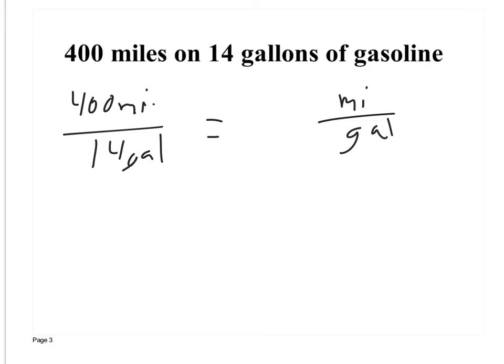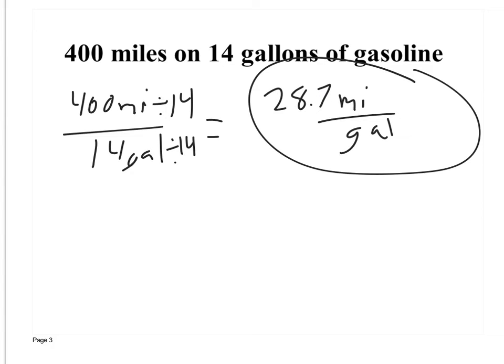So I divide both these by 14, which 14 divided by 14 gives me 1. That gives me the gallon, that's what I want. And then 400 divided by 14, if I remember right, gives me 28.7 miles per gallon, which is, for most vehicles today, standards, that's pretty good.